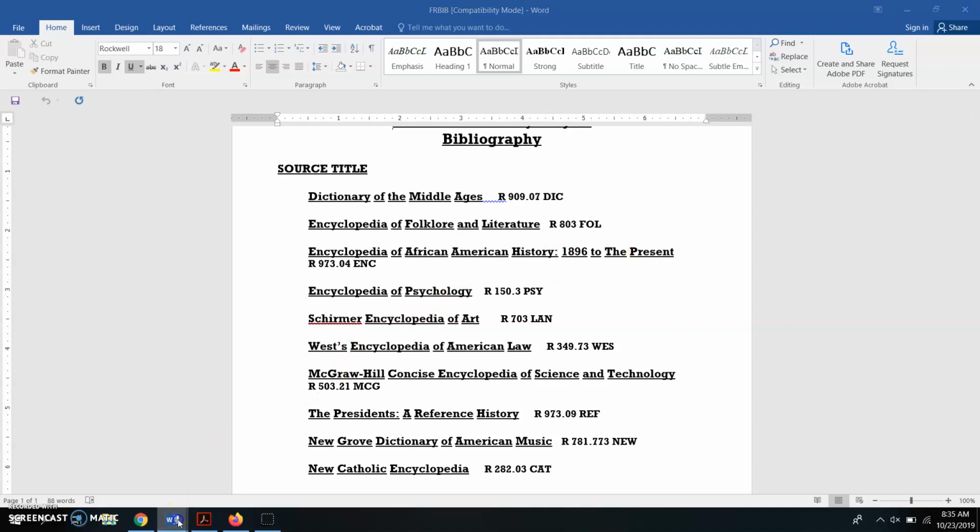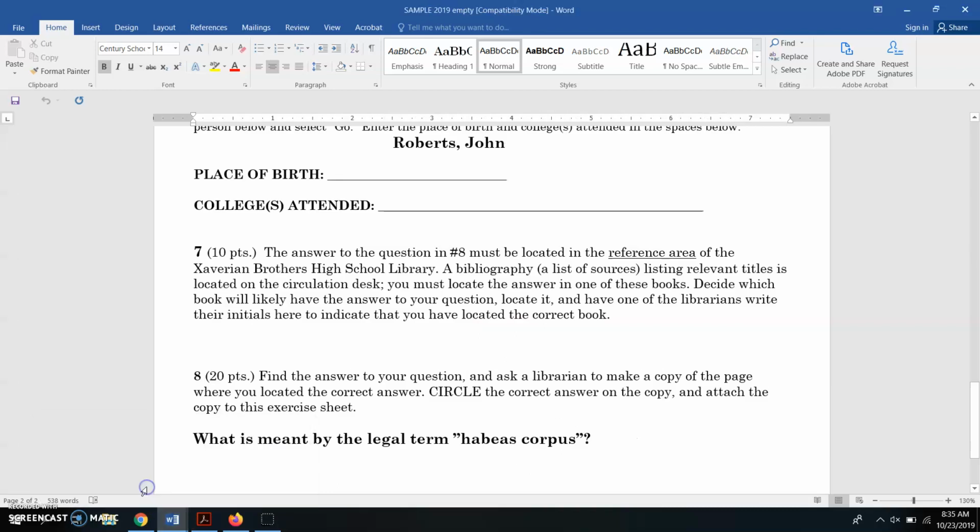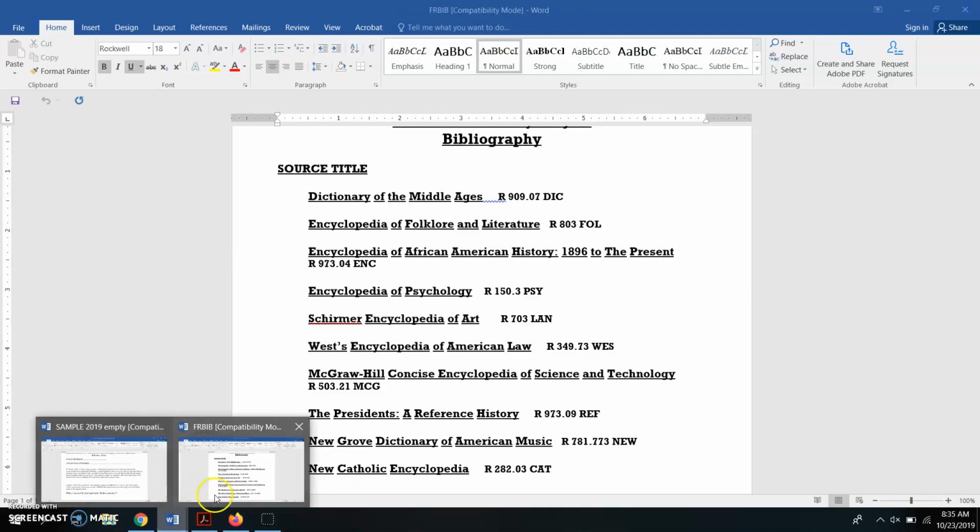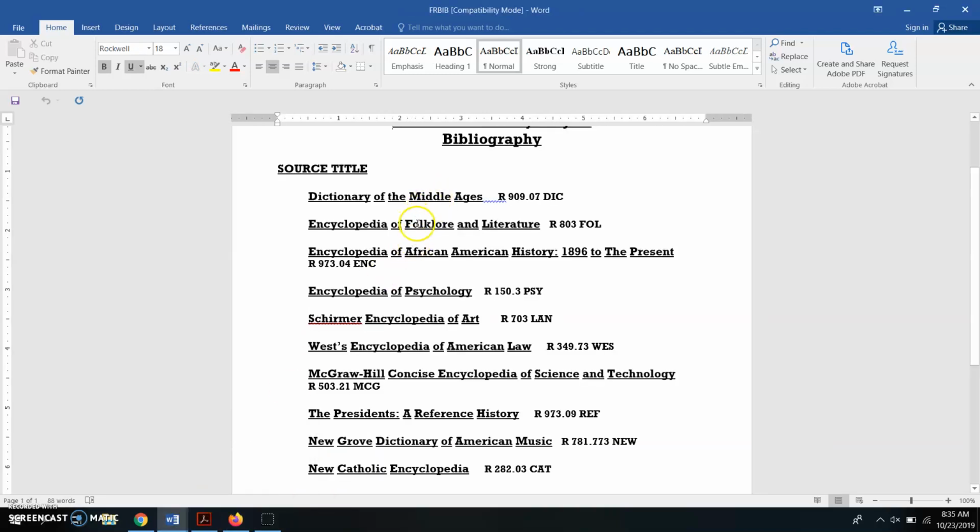So, back to the question. The question asks what is meant by the legal term habeas corpus, a legal term. So I go back here and I look through these titles, and psychology, art, that's not legal, but here's one called West's Encyclopedia of American Law. That would probably be the right book. So now I have to find that book. Here's the call number right here.